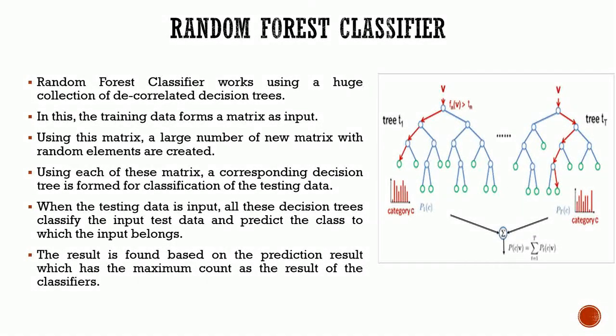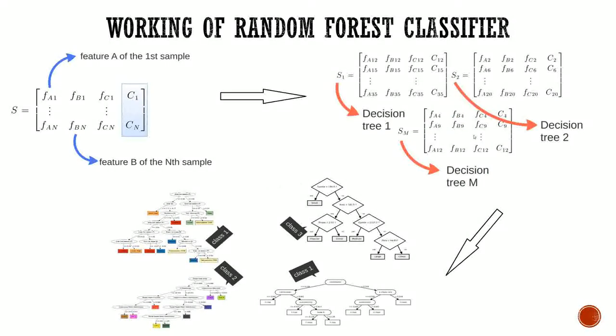Firstly is the random forest classifier. The random forest classifier basically works using a huge collection of decorrelated decision trees. In this, the training data forms a matrix as input, and using this matrix a large number of new matrices with the random elements are created. Using each of these matrices, a corresponding decision tree is formed for each and every matrix, and then when the testing data is input, all the decision trees classify the input test data individually and predict the class to which the input belongs.